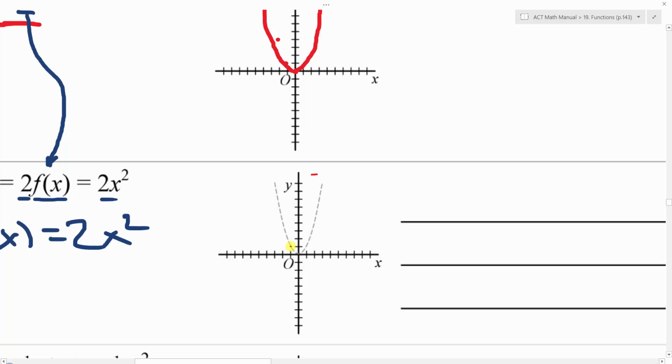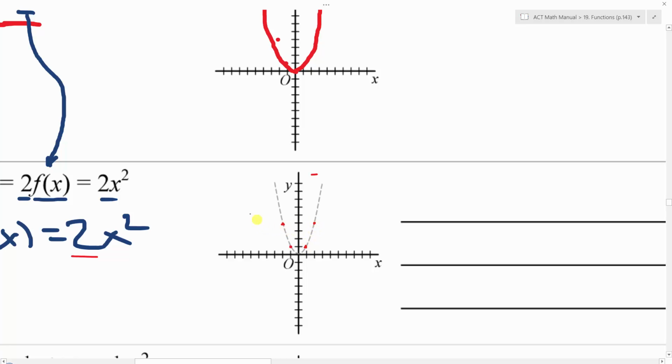So remember, the original function had the points 1, 1, 2, 4, and 3, 9. So that was negative 1, 1, and negative 2, 4. And this would be 1, 1, and 2, 4. Well, remember that we're putting a 2 in front of all of our x squared values. X squared was 1, x squared was 4.